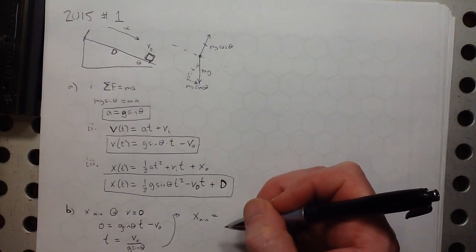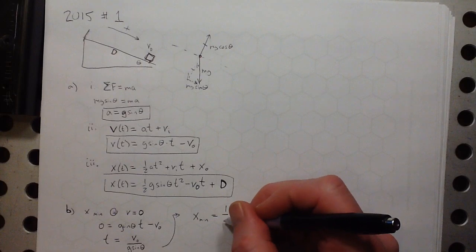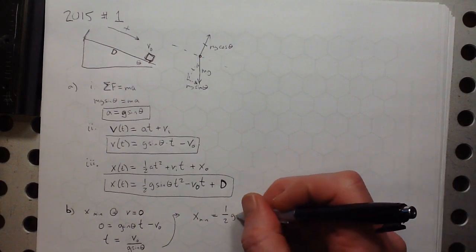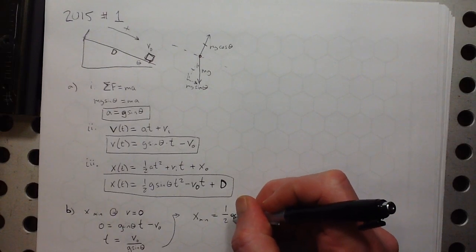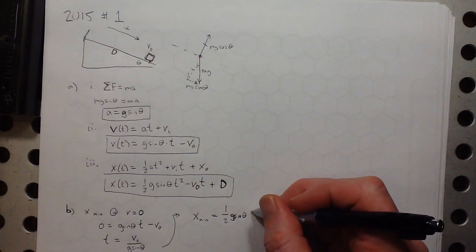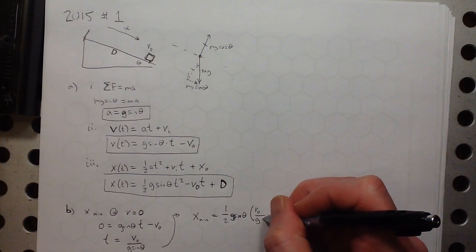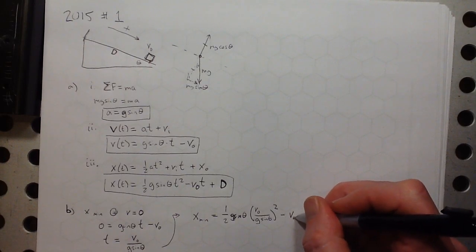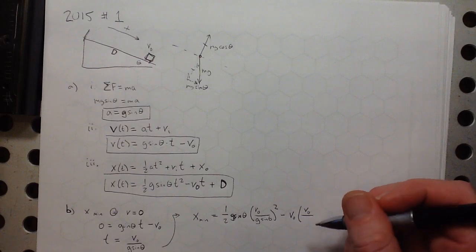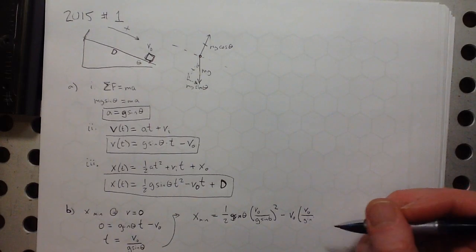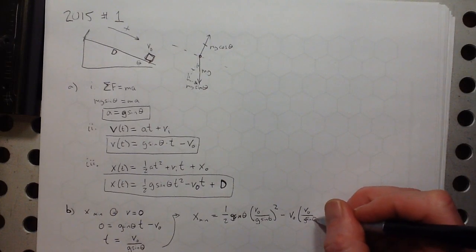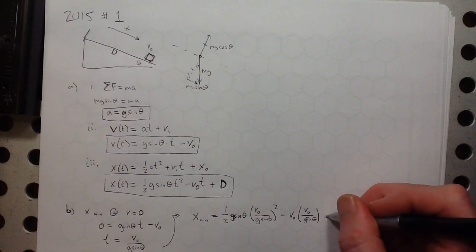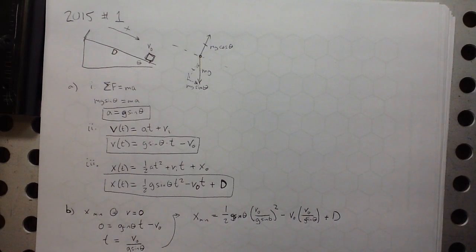So the minimum position happens at this time. So that's 1/2 g sine theta times t squared minus v sub 0 times t plus d. That does simplify, and there's another way to get this using a kinematics equation. But you could certainly leave it like that.